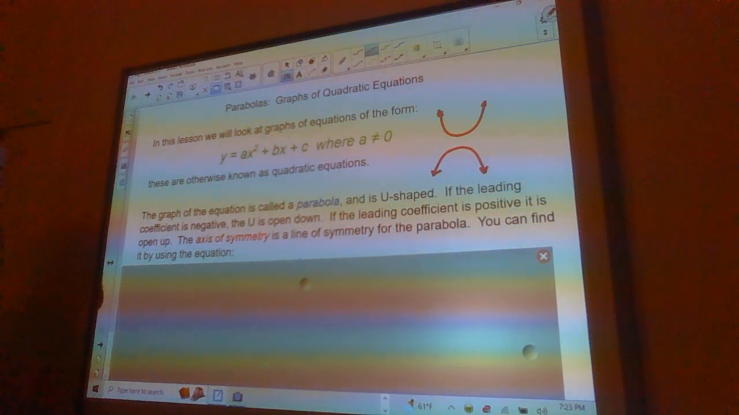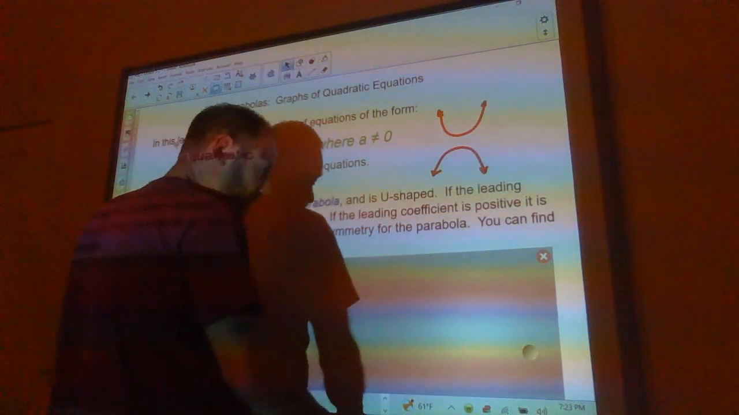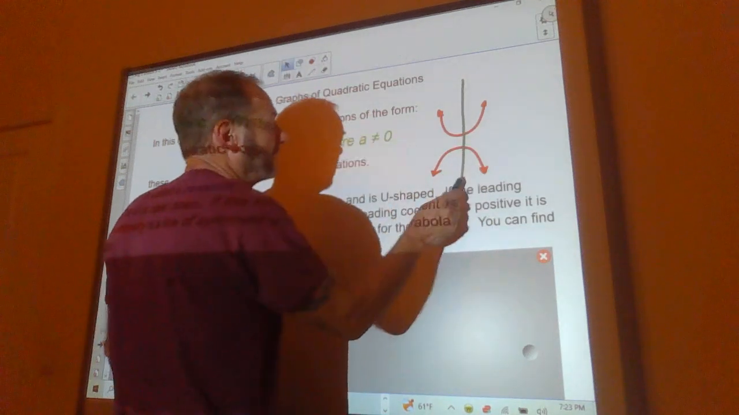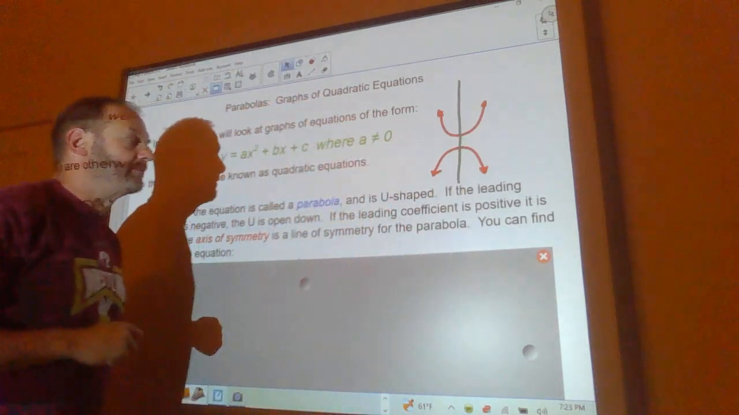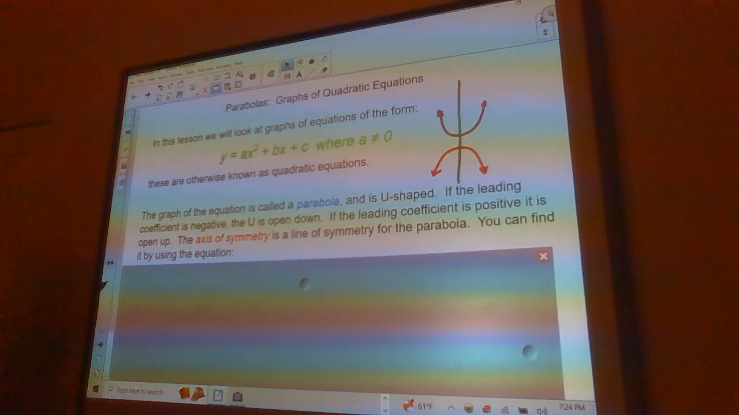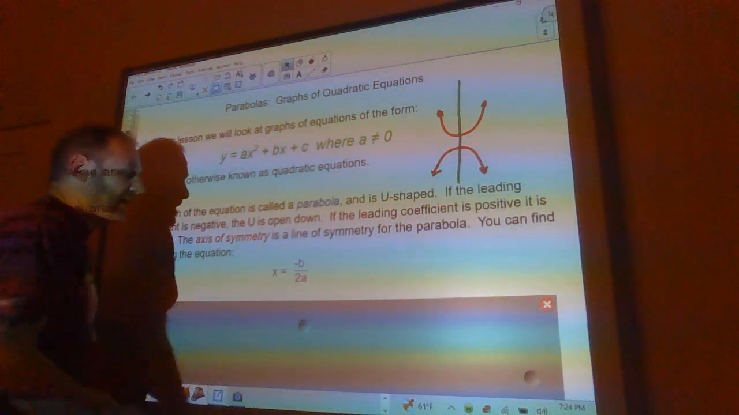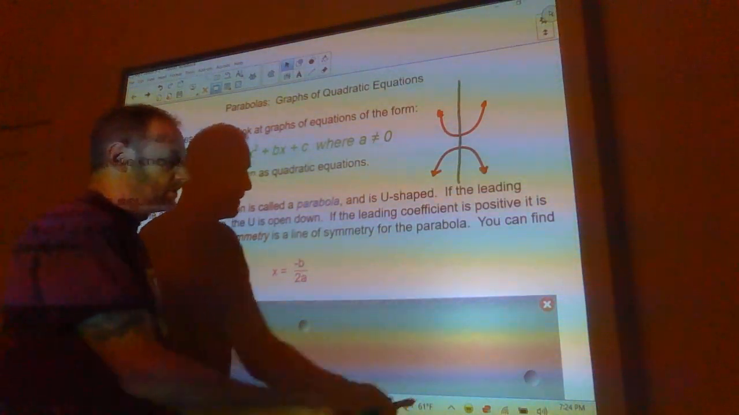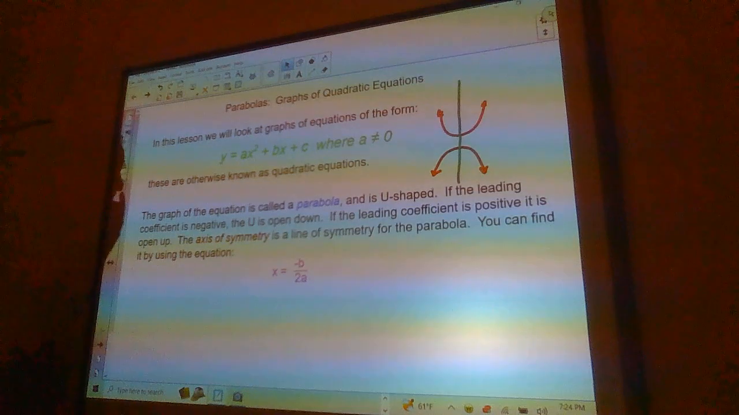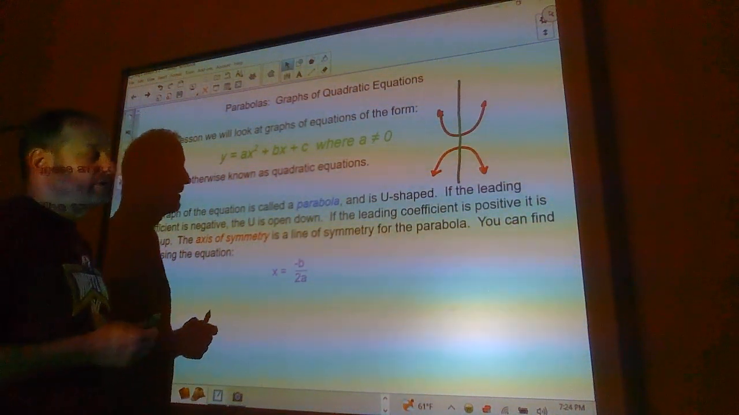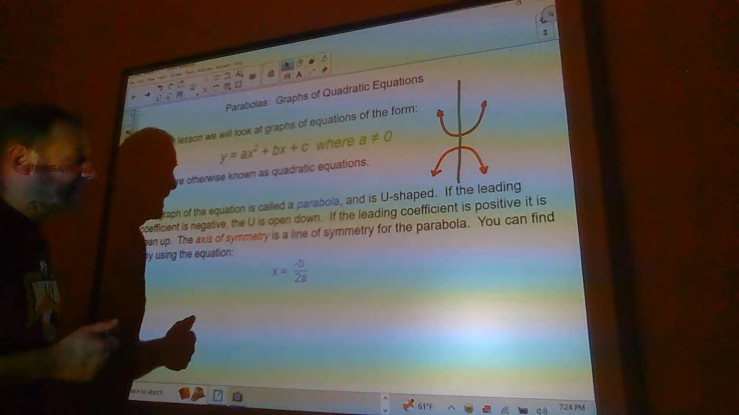The axis of symmetry. These are symmetric. There will be an imaginary line. I drew that terribly. It'll go right down the middle of those things. That's called the axis of symmetry, and it's the symmetry line for the parabola. You can find it using this equation: x equals negative b over 2a. That's a formula you're going to want to know. That gives you the x coordinate of the axis of symmetry.